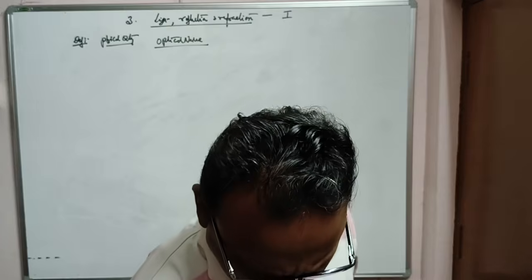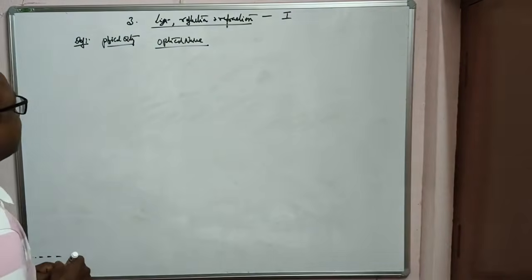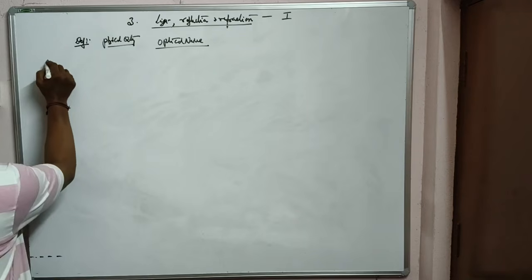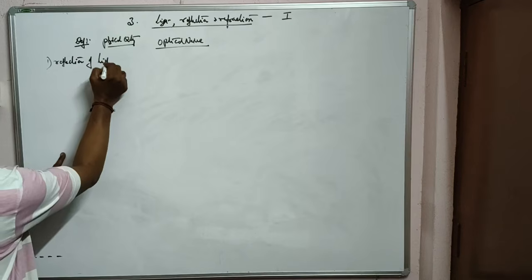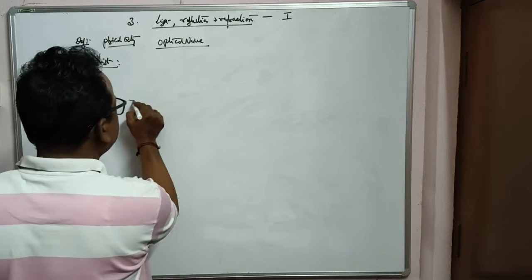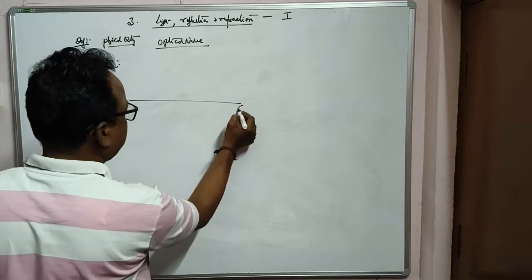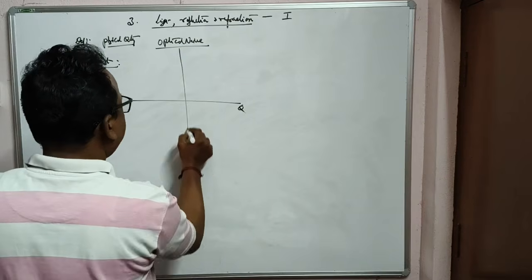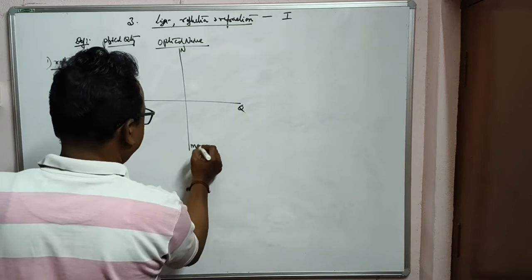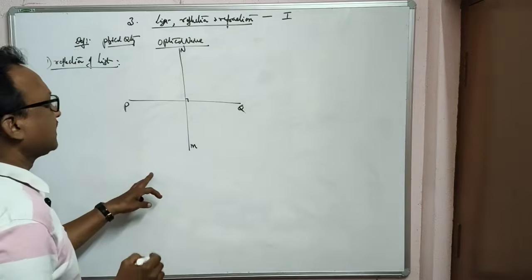Now, in your syllabus, we have reflection of light. First of all, we have to know what is meant by reflection, and thereby we will know the things present in it. First one is reflection of light. Suppose this is the reflecting surface, say PQ, like any wall, and let this be the normal. Normal means a line drawn perpendicular to the reflecting surface.